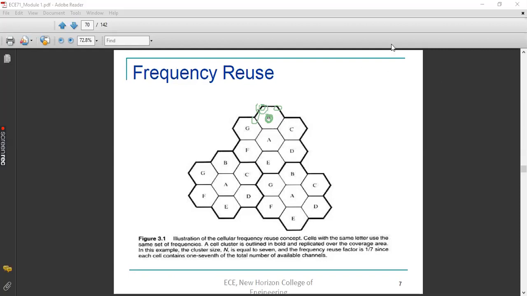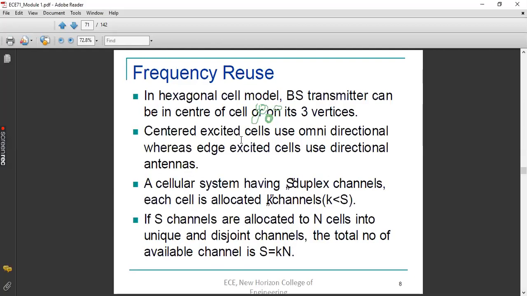Now coming to the next point. Center excited cells use omnidirectional antennas, whereas edge or corner excited cells use directional antennas. So how many directions will it radiate? It will radiate in two directions. Center excited cells will be omnidirectional, whereas the edge excited cells will be directional, and directional antennas, in the sense, radiate only in two directions. Clear? Okay.